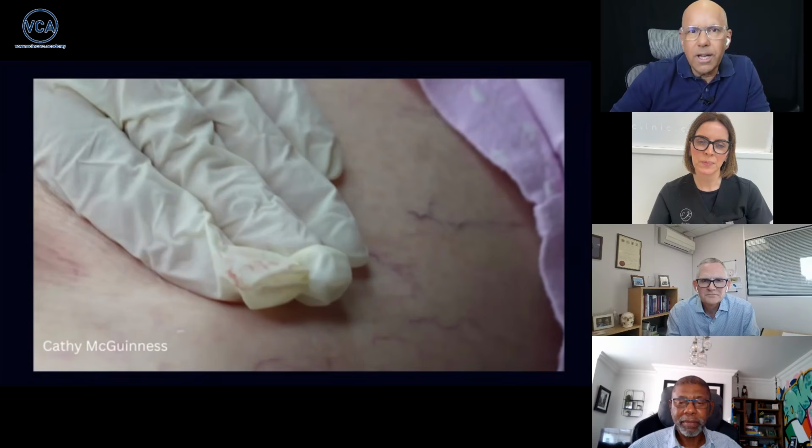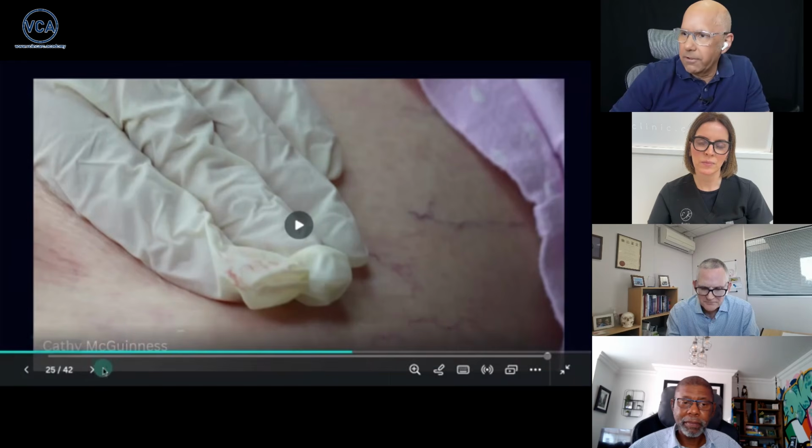And what she'll do at the end of the injection is press on the area. It will help disperse the sclerosant and physically disrupt the endothelium. So massaging the area afterwards is something that she does quite vigorously with a swab.